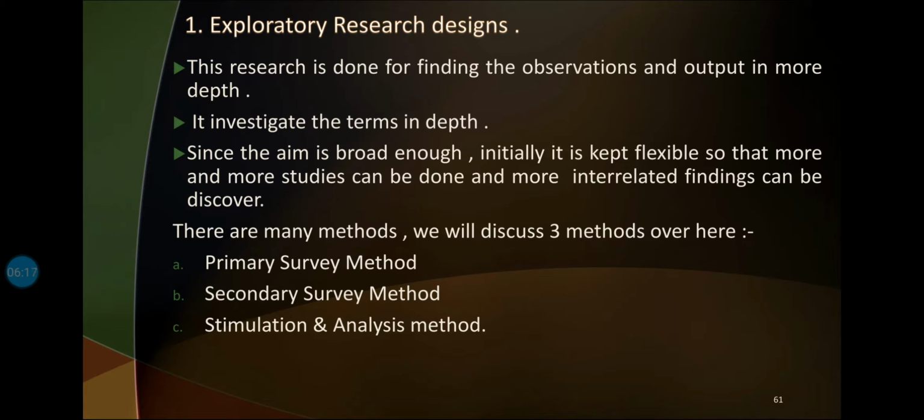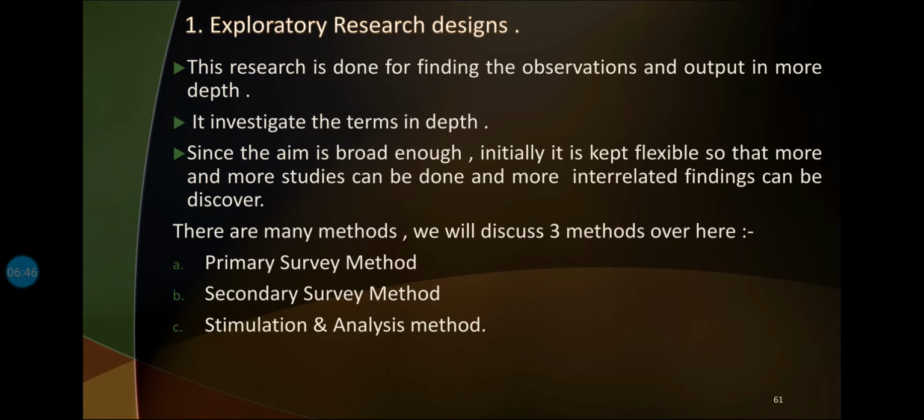Since the aim is broad enough, initially it is kept flexible so that more and more studies can be done and more interrelated findings can be discovered. So whenever you want to do the studies in depth, whenever you want to find the maximum parameters related to the work, your objectives and aim is very broad. At that time you need to consider this type of research study.